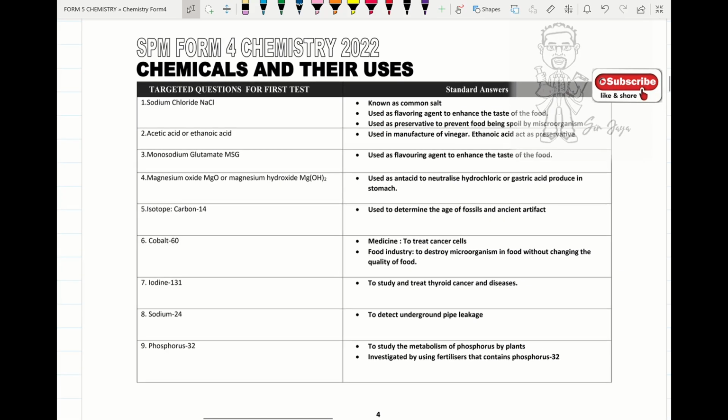So we move on to the next one, chemicals and their uses. The first one is sodium chloride. Sodium chloride is made up of ions, sodium ion and chloride ion. This common sodium chloride is known as table salt or common salt, and is used as a flavoring agent to enhance the taste of food, and also as a preservative to prevent food from being spoiled by microorganisms.